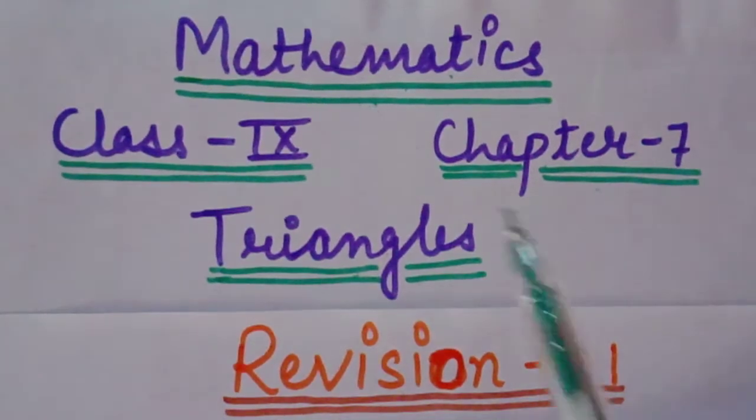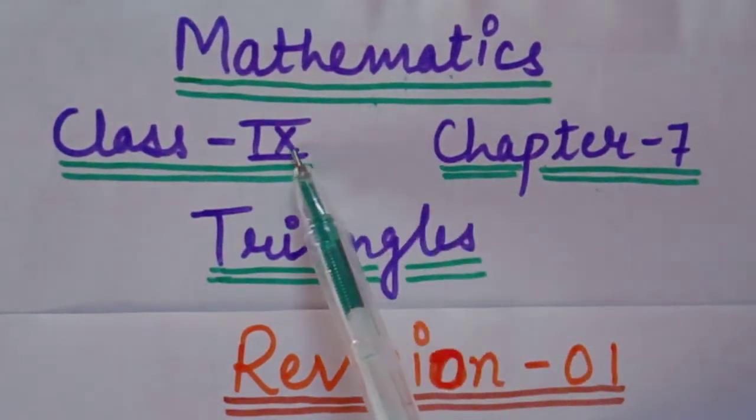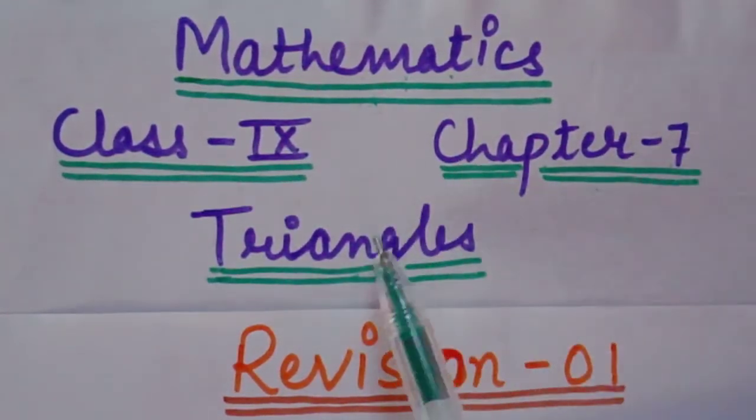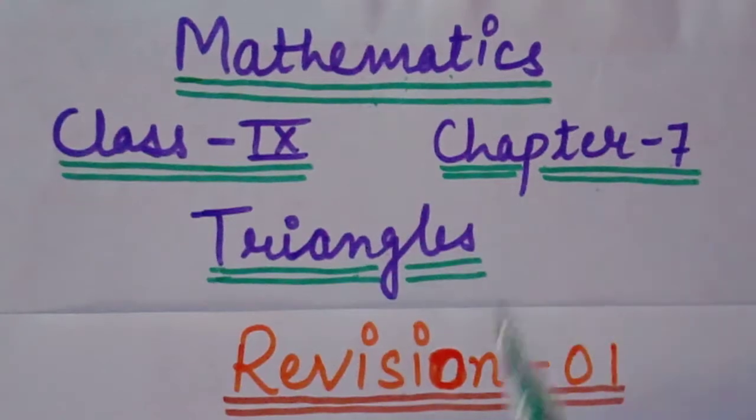Students, this is your mathematics class for class 9th. This is chapter 7, chapter name Triangles. This is your revision lecture 1.